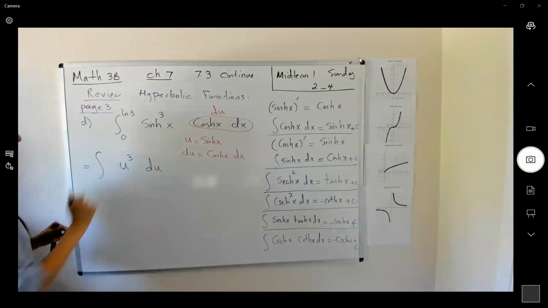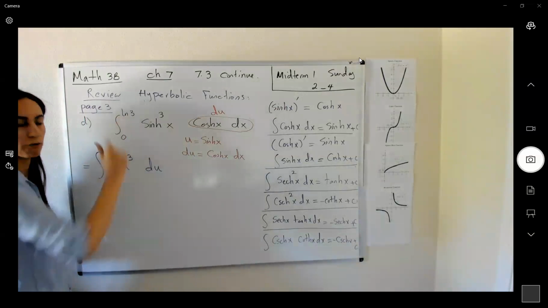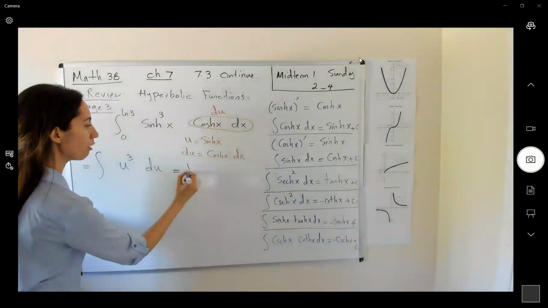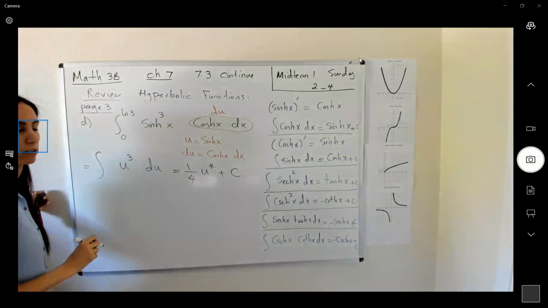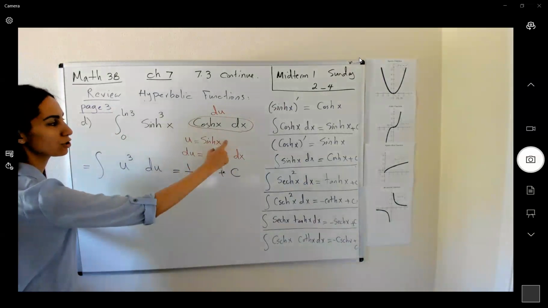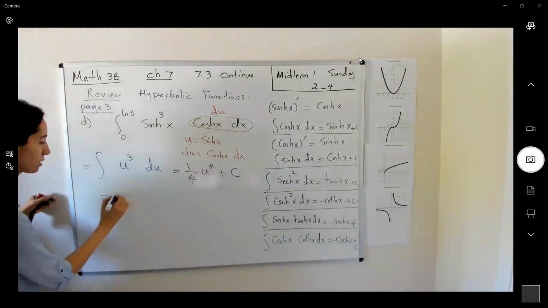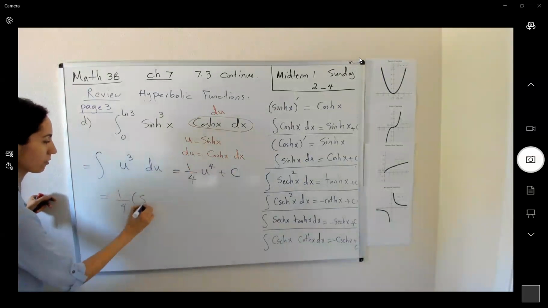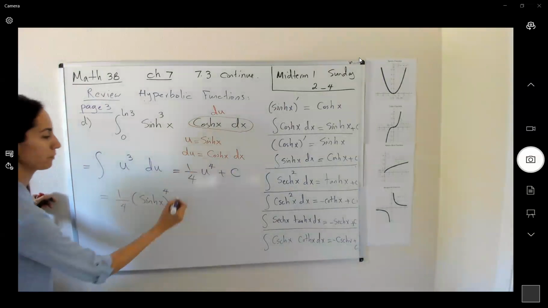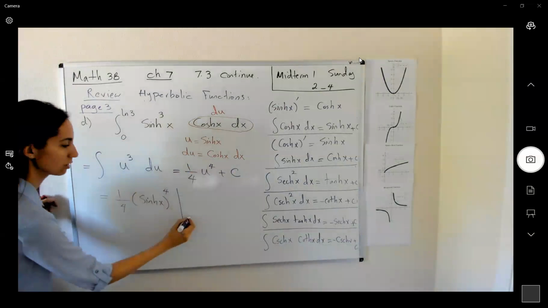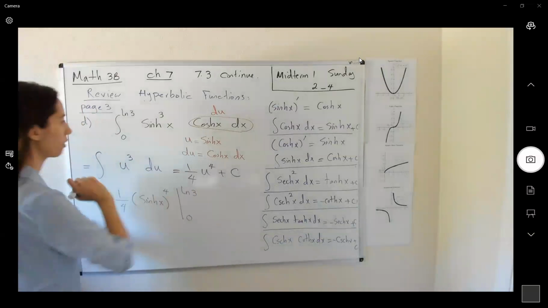Well, this integral is easy to evaluate. Why is that? Because you have just the power function. This is equal to one fourth u to the 4 plus the constant of integration. But what is u? u is hyperbolic sine. So this is one fourth hyperbolic sine raised to the 4, and the lower limit is 0 and the upper limit is ln of 3.